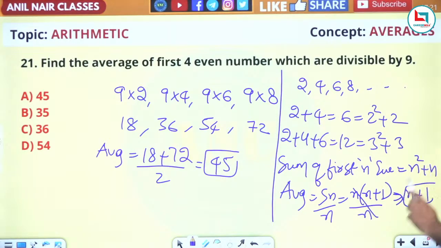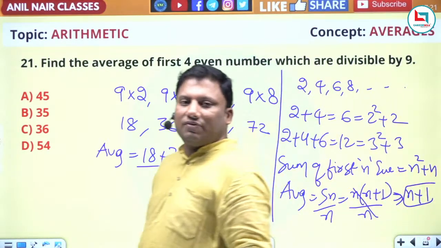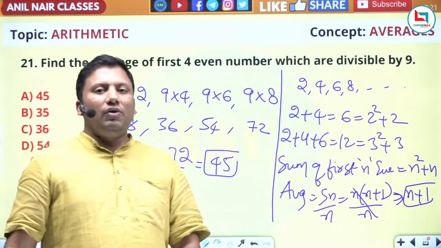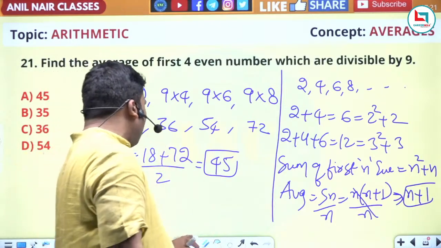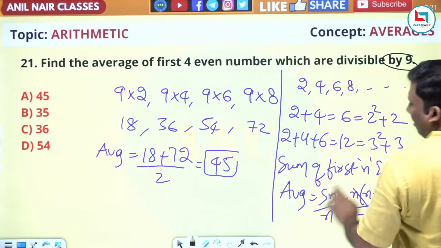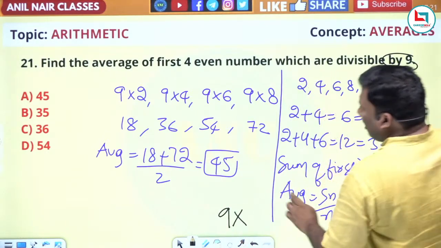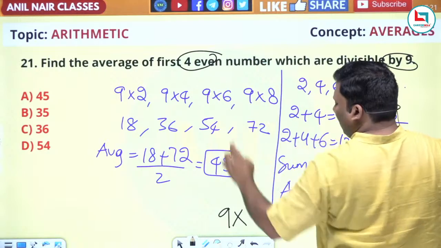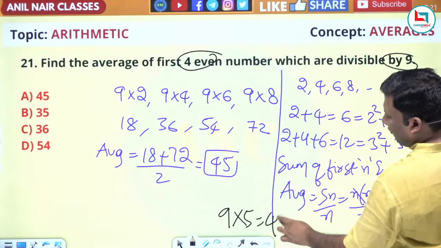Average of the first n even numbers. It will always be n plus 1. Now from here, the answer is divisible by 9. 9 will come. N plus 1: 4 plus 1 is 5. 9 5s are 45.